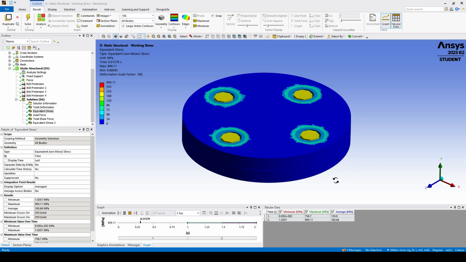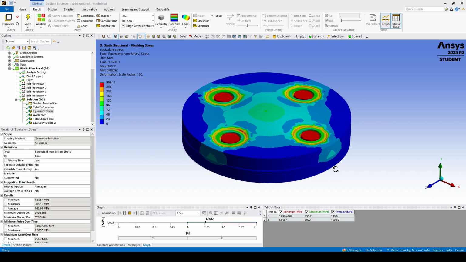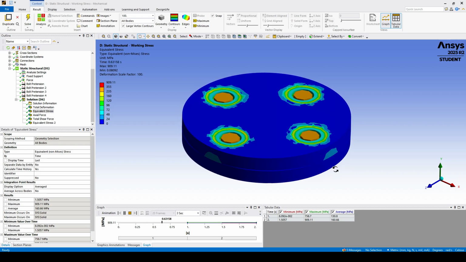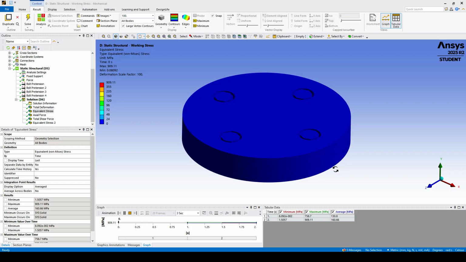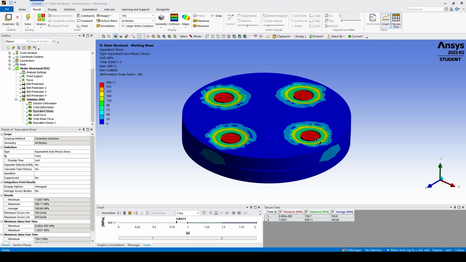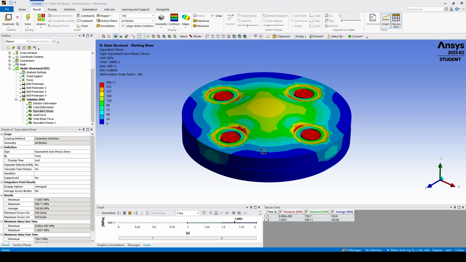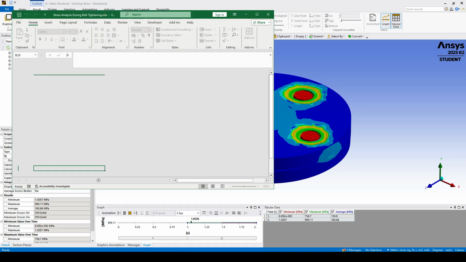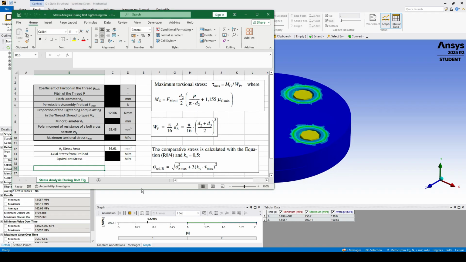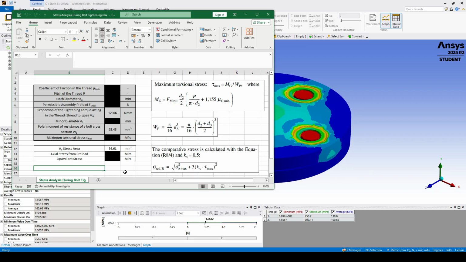So in this video, I will show you how to calculate the stresses introduced during bolt tightening according to the VDI 2230 guideline, which ANSYS doesn't show you. It's the same approach used in professional bolted joint design. For that, we are going to use this table. I already prepared a table to calculate the torsional stress that comes from the tightening of the bolt.